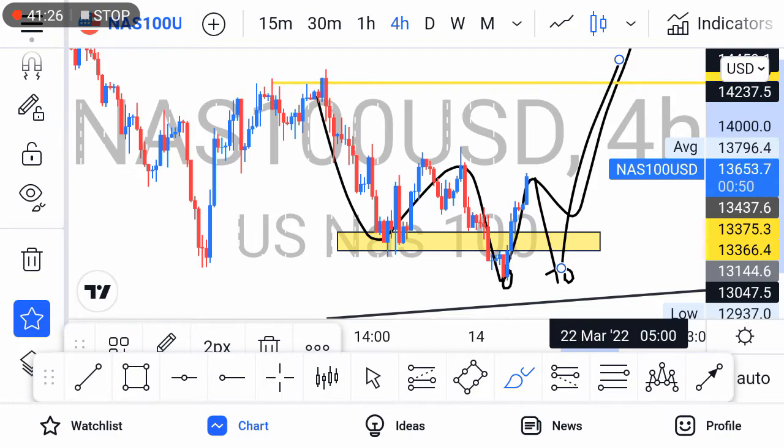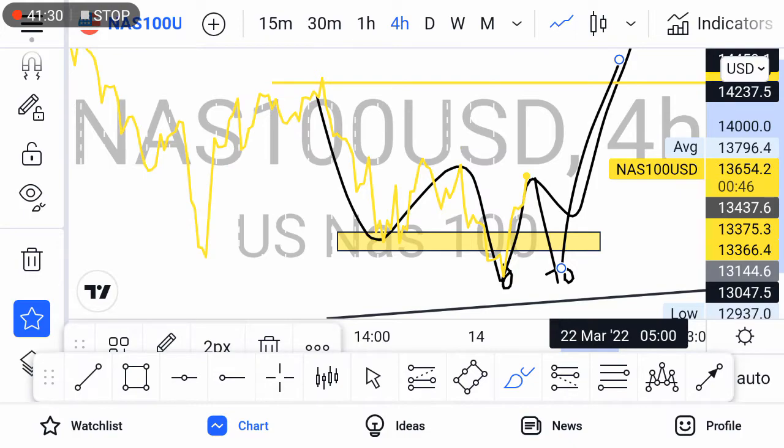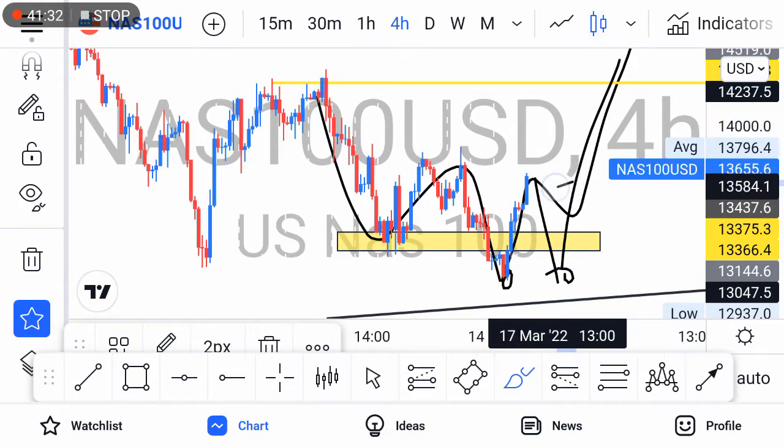So guys, you can see if you miss on a daily, you can wait on a 4-hour for this pattern to happen. This is what we're expecting now to come to our zone.